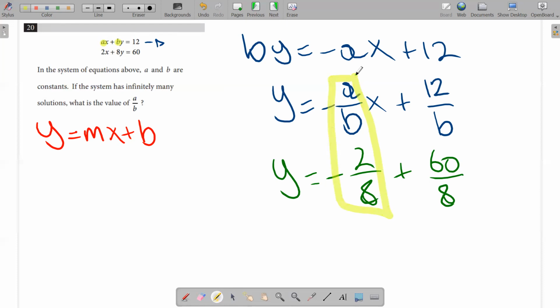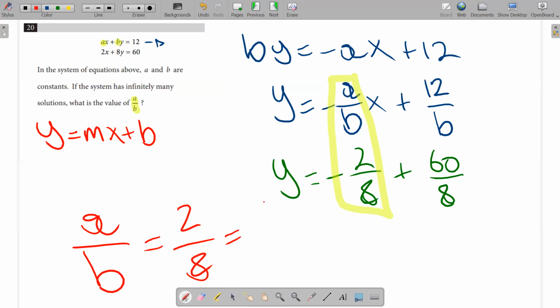A over B is not negative because that's not what they're asking. A over B is just Q over 8 or 1 over 4. The official answer will be this one because we'll always try to give it in the simplest form of a fraction. Okay?